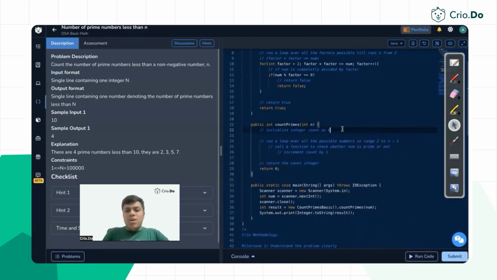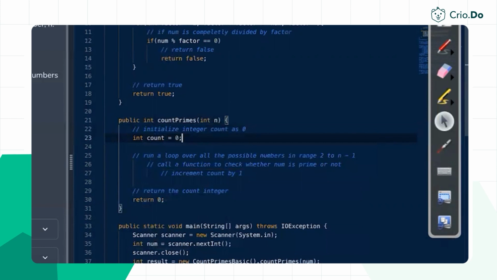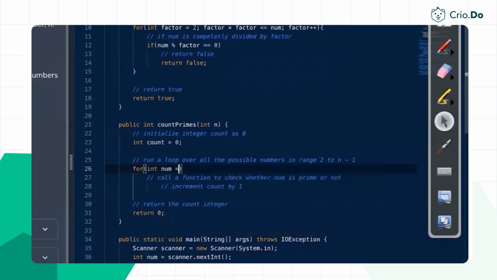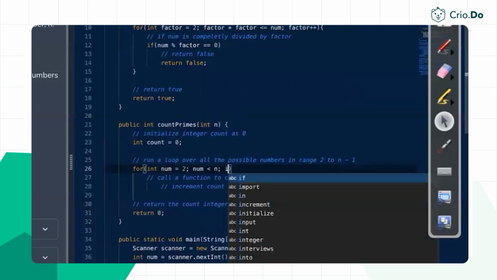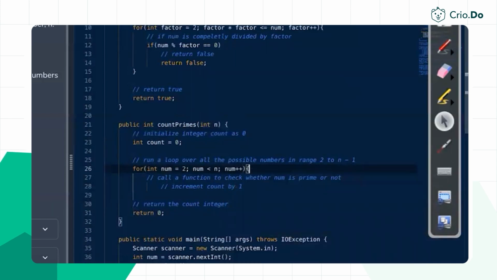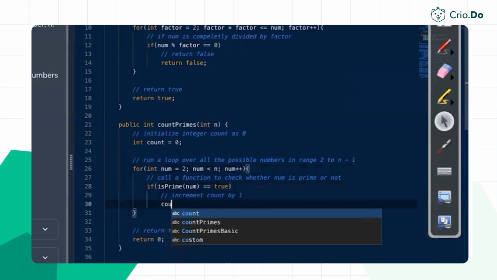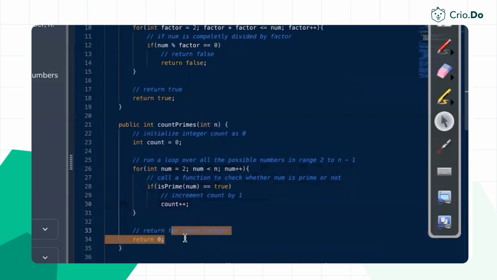Let's now code the main logic, that is counting the number of primes. That is a simple logic. Just initialize the count to 0, run a loop over all the numbers starting from 2, because 1 can never be a prime, going less than n, that is up to n minus 1, number plus plus, and we will check for each and every number whether it is prime or not. If the current number is prime, that is isPrime of num is true, then what should we do? We should increment the count by 1, that is count plus plus. And finally, we should return the number of prime numbers, that is the count variable.